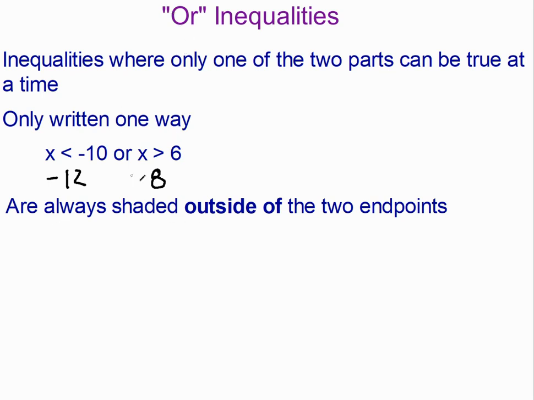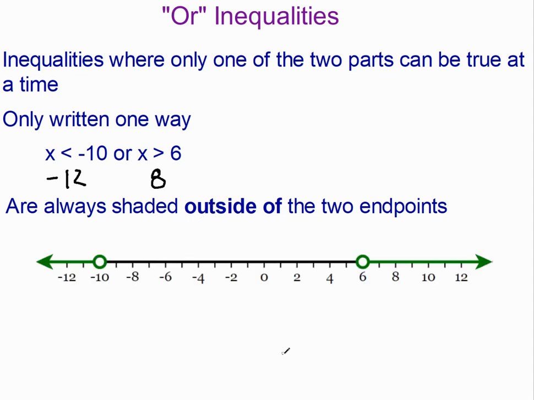When I shade an or inequality, I'm always shading to the outside of our two endpoints. So here I've got my circle at -10 and my circle at 6. I already said one of my numbers that can work for x is less than -10 is -12. And I said that one of my numbers that can work for x is greater than 6 is 8. Notice when I plot those two points, they are on the outside of my circles. And that's always going to be true for an or inequality. Because it can't be true for both at the same time, one's going to go in one direction, one's going to go the other direction, and you're just going to shade to the outside.